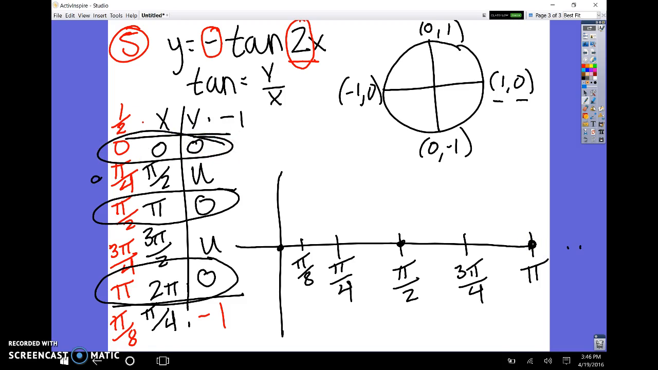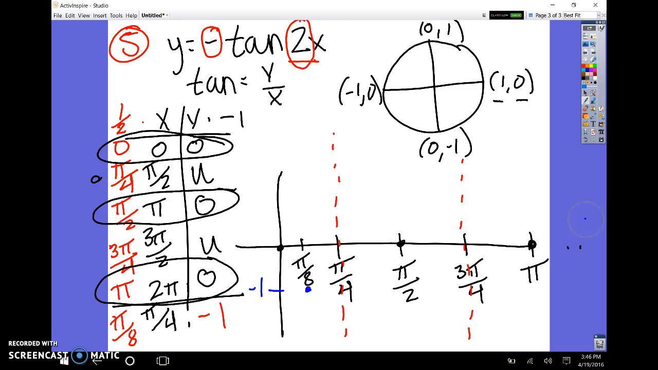Now I want to plot the asymptotes. We'll do those in a different color just so we can see them clearly. So the asymptotes are at pi over 4 and 3 pi over 4. Again, this is after it's been transformed. And then my test point has a location down here at -1. So at pi over 8, we're going to go down to -1. So it's right there. Okay?